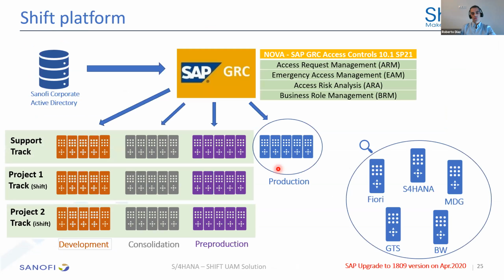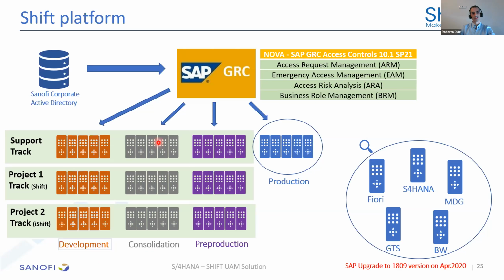So let's focus on the production systems. If we zoom in, we have 5 production systems, which is S/4HANA and Fiori, and also MDG, GTS, and BW. We started with version 16.10, and we recently upgraded it to 18.09. It was this year in April 2020. So we have 3 environments. So development, this is to build and do FUT, consolidation for the system integration tests, and pre-production. This is for the user acceptance tests.